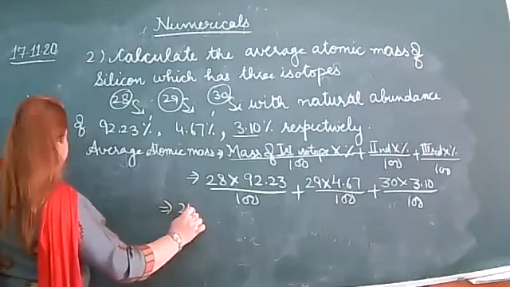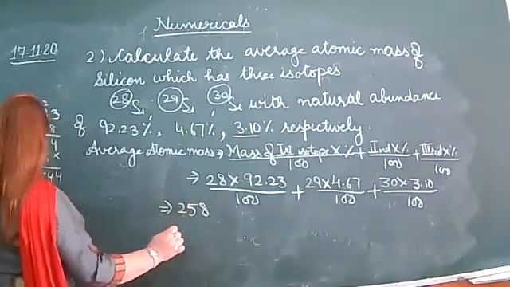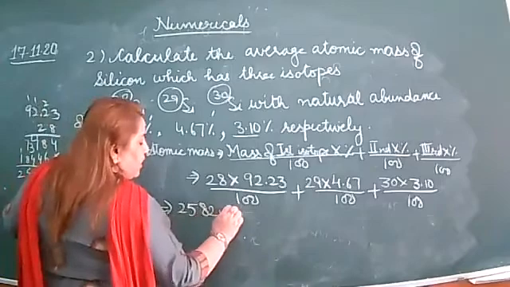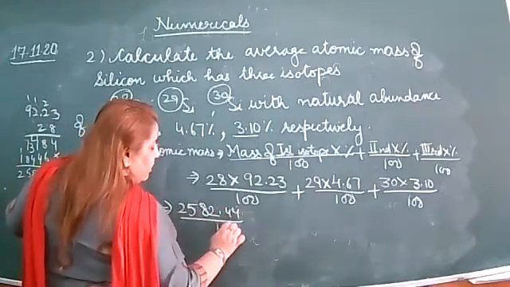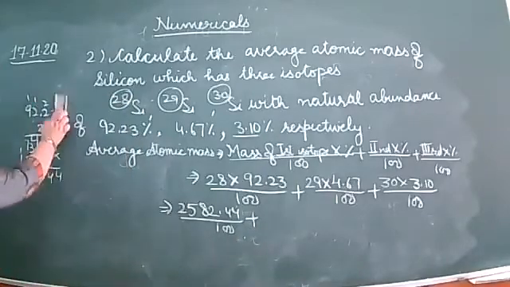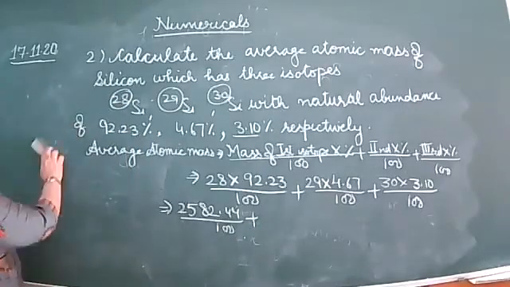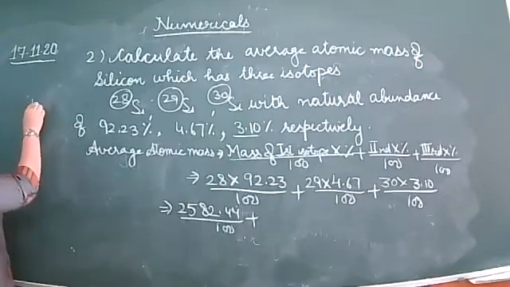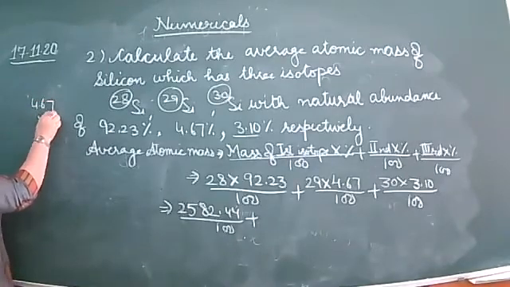It becomes 2.44 divided by 100 plus the second multiplication. What is that? 4.67 into 29.